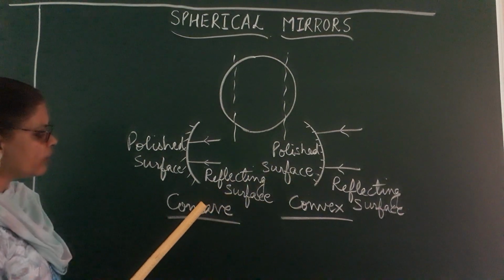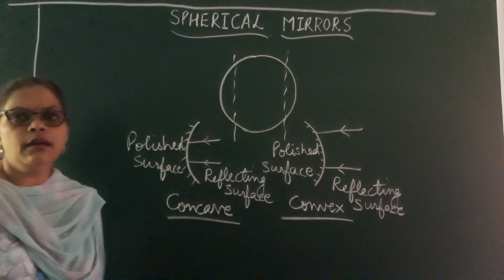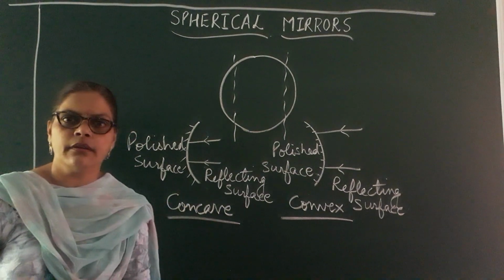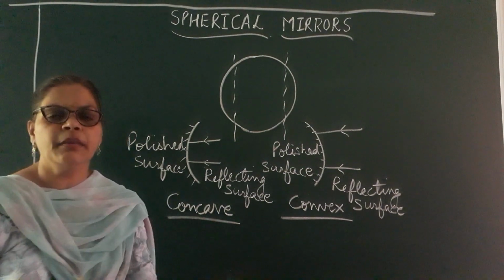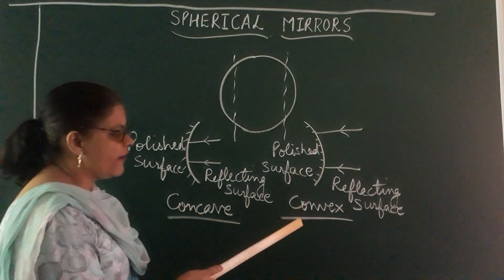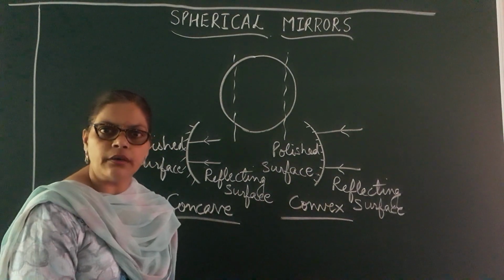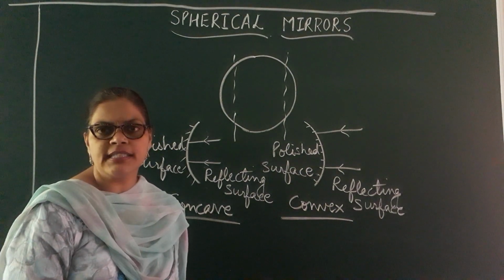Okay. You can say that a concave mirror is a converging mirror. I'll come to it. What is the meaning of the word converging? While a convex mirror is a diverging mirror. Okay, this is one point of differentiation.